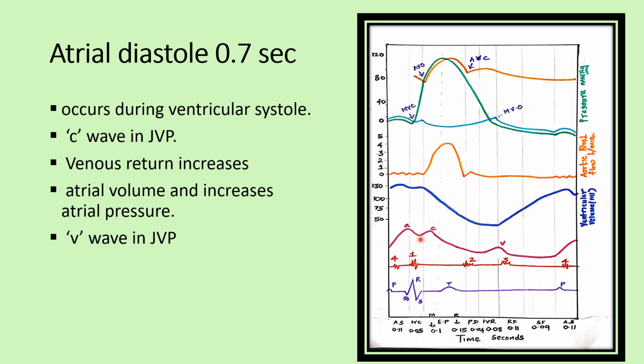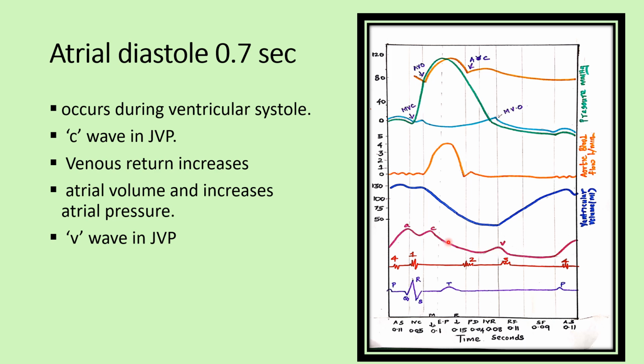So it produces the C wave in the JVP. Venous return increases, so the atrial volume also increases. That increases the atrial pressure, and that produces the V wave in the JVP.